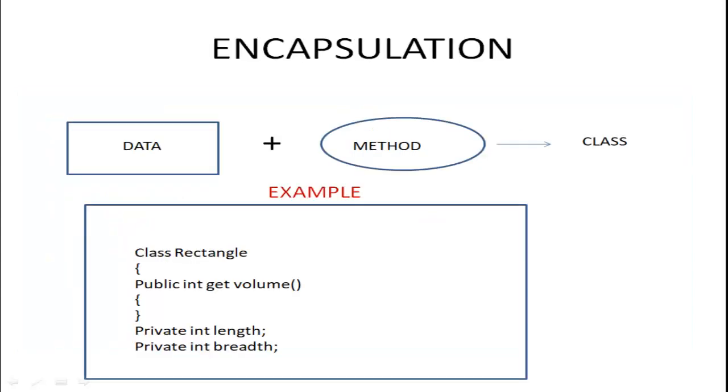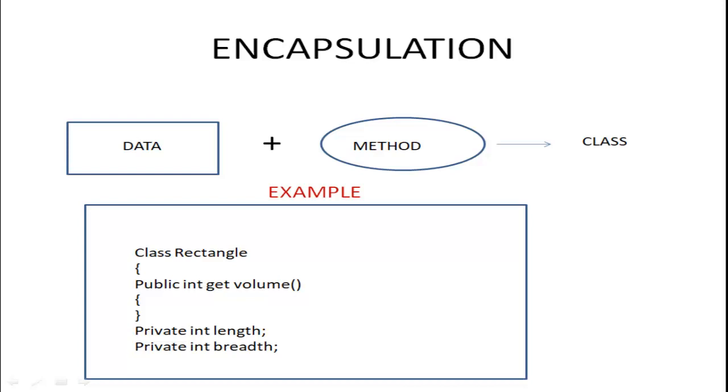Next principle is encapsulation. Encapsulation means binding object, state and behavior together. That is binding data and methods together. If you are creating class, you are doing encapsulation. This feature keeps the data safe from outside interference and misuse. This led to the concept of data hiding.